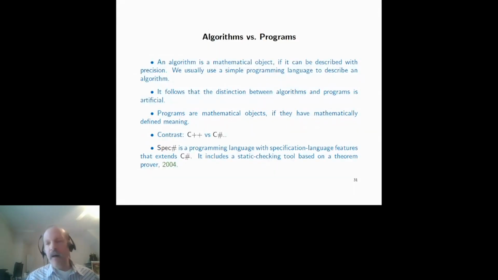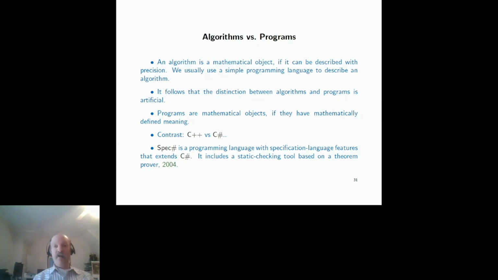Now remember Fetzer's objection: the algorithm is a mathematical object, but programs are engineering artifacts. Well, it's true that something is a mathematical object if it can be described with mathematical precision. How do we usually describe algorithms? We actually use a programming language to do it. I mean, there is typically no other way to write an algorithm other than to use some programming language.